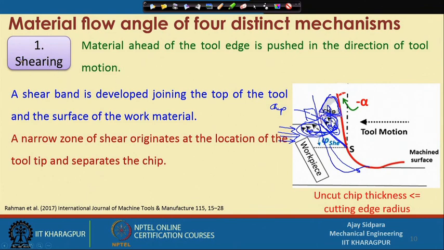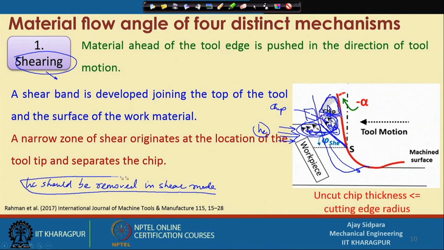So shearing is the important thing, because we want shearing to happen for everything, whatever HC is there. So we want that HC should be removed in shear mode, right? This is what is important in this case.